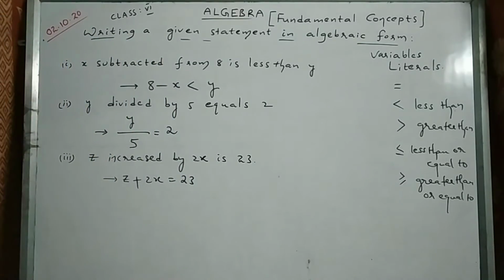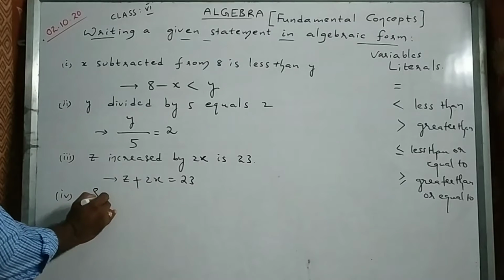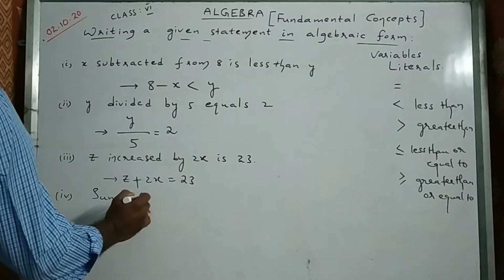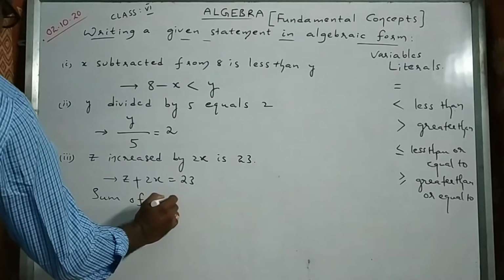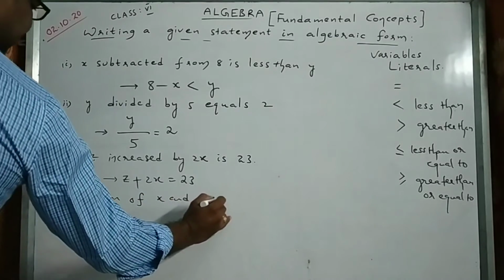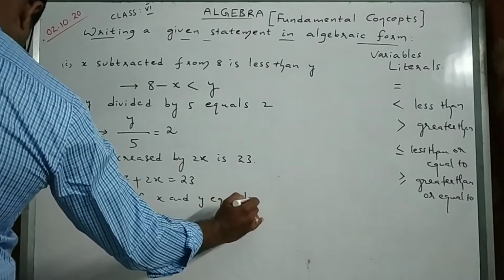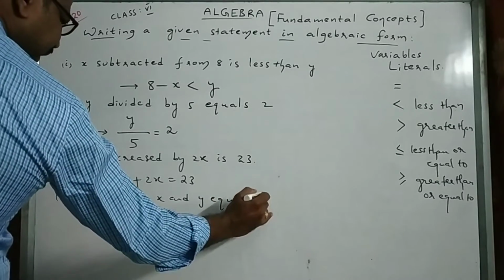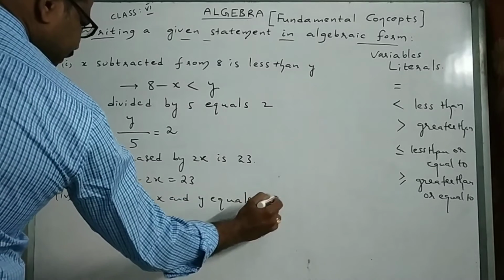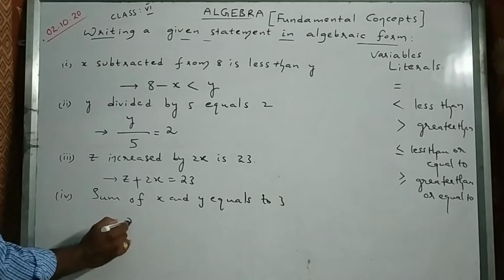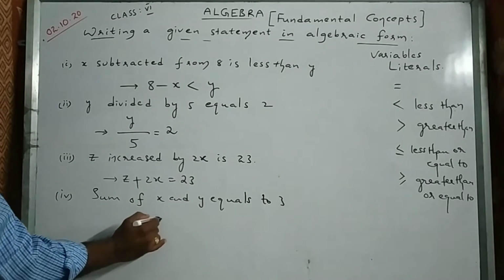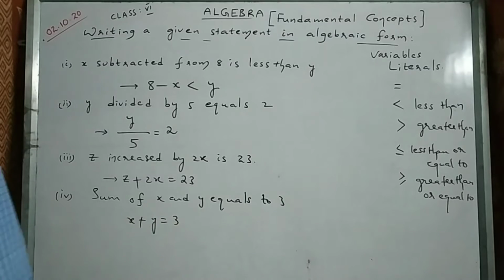Okay. For example, sum of x and y equals 3. How do we write? Sum of x plus y is equal to 3, like that.